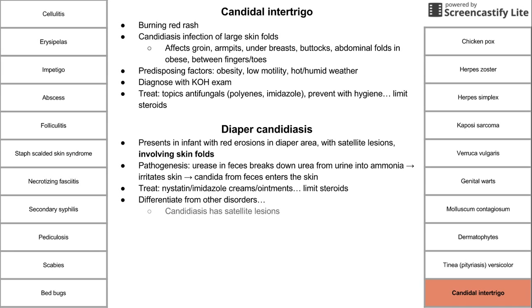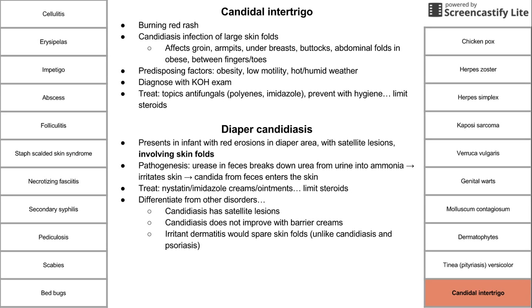So again, to differentiate diaper candidiasis from other disorders, you want to know that candidiasis has satellite lesions. Candidiasis does not improve with barrier creams because it's not a contact dermatitis. Candidiasis involves the skin folds, whereas irritant dermatitis would spare the skin folds. And of course, KOH exam and fungal culture can reveal diaper candidiasis.